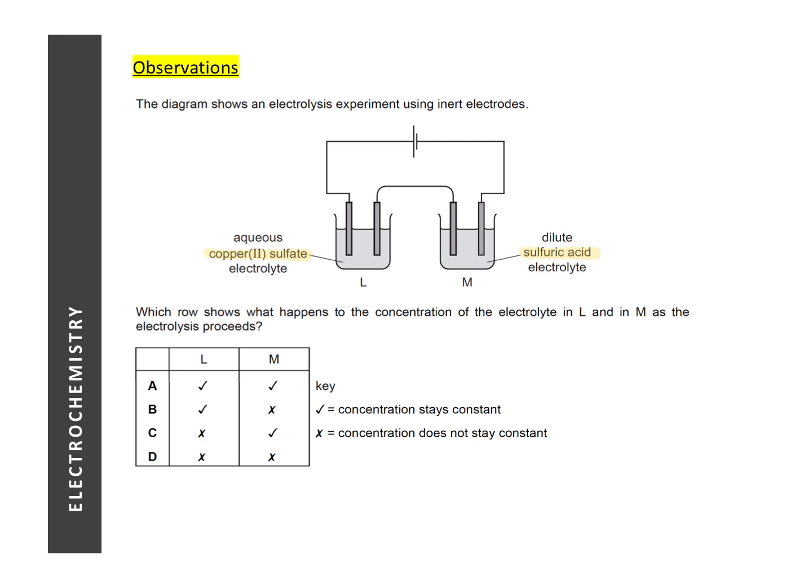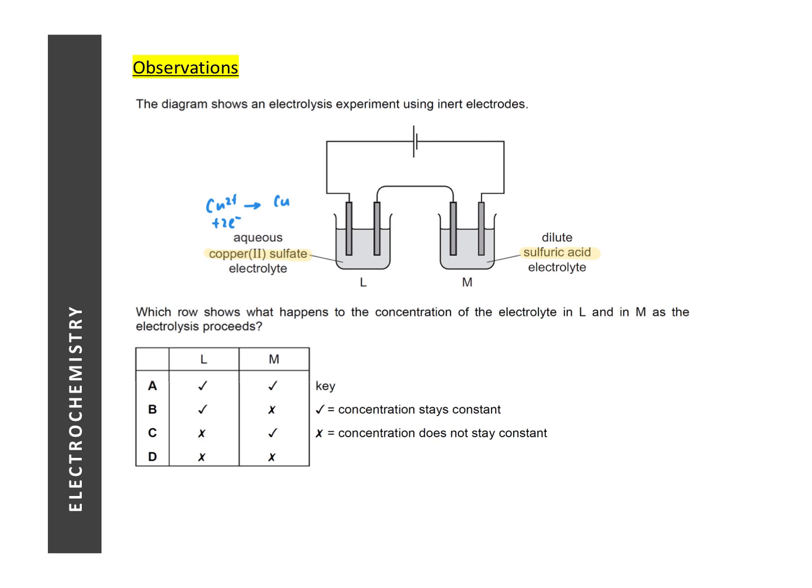So the question is asking for what happens to the concentration of the electrolyte in L, which is copper 2 sulfate, and in M, which is sulfuric acid. So over here, very quickly, if you have already memorized or you are familiar with the case studies, when you pass a current into copper 2 sulfate, your copper 2 ions will be reduced. It will be discharged. And what happens? Your concentration of your copper 2 sulfate electrolyte will change.